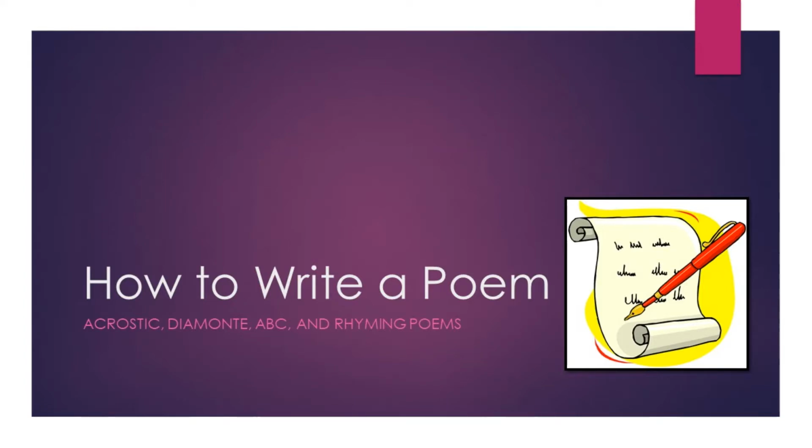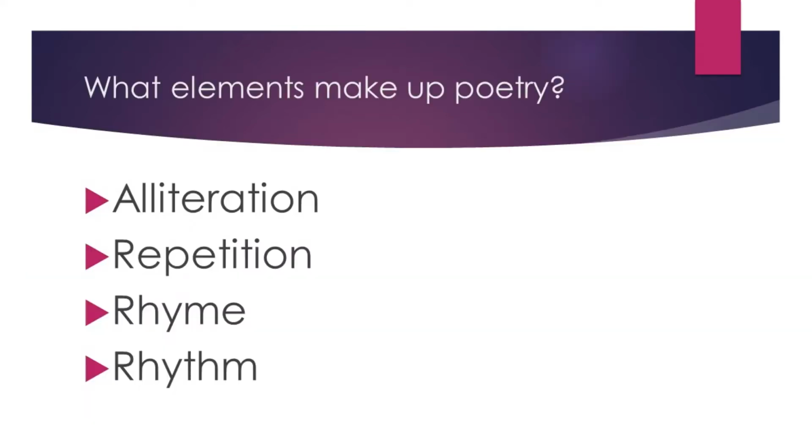Today we're going to be talking about how to write a poem, and we're going to be talking about 4 different types of poems that you can write. Now there are many other kinds of poems, but we're only going to study 4, and those 4 poems are acrostic poems, Diamonte poems, ABC poems, and rhyming poems.